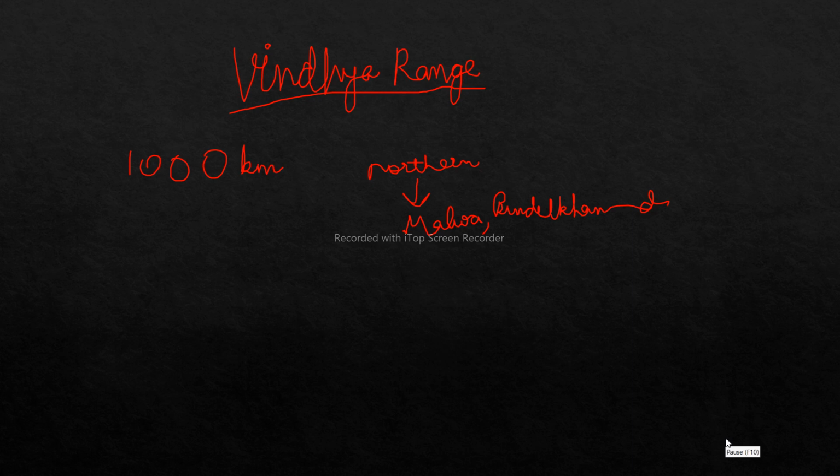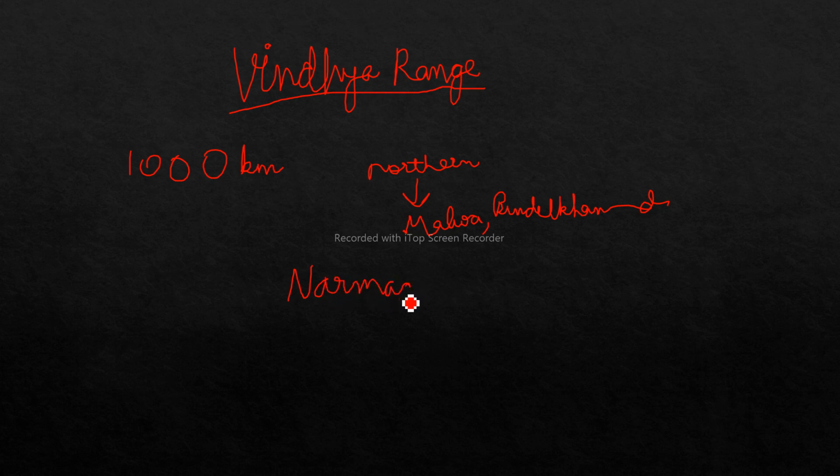Okay, so the Vindhya range: all the rivers that originate from the northern part of the Vindhya range are going to flow towards the Malwa and the Bundelkhand region. This is something we talked about. Now we also need to understand a very important river in the Vindhya range. We all know the name Narmada.